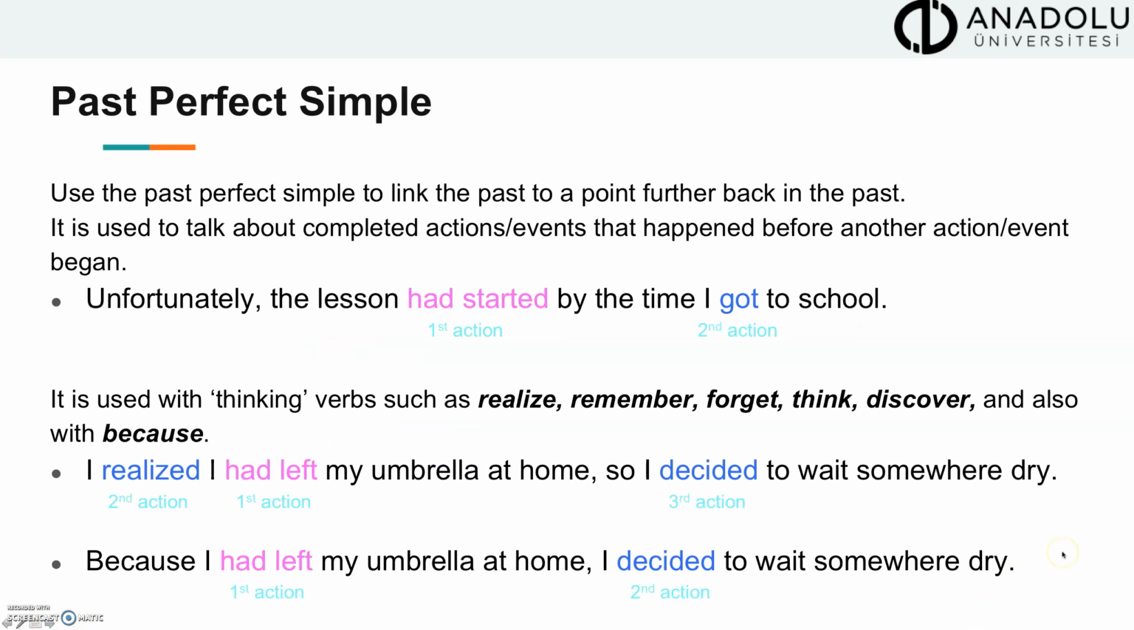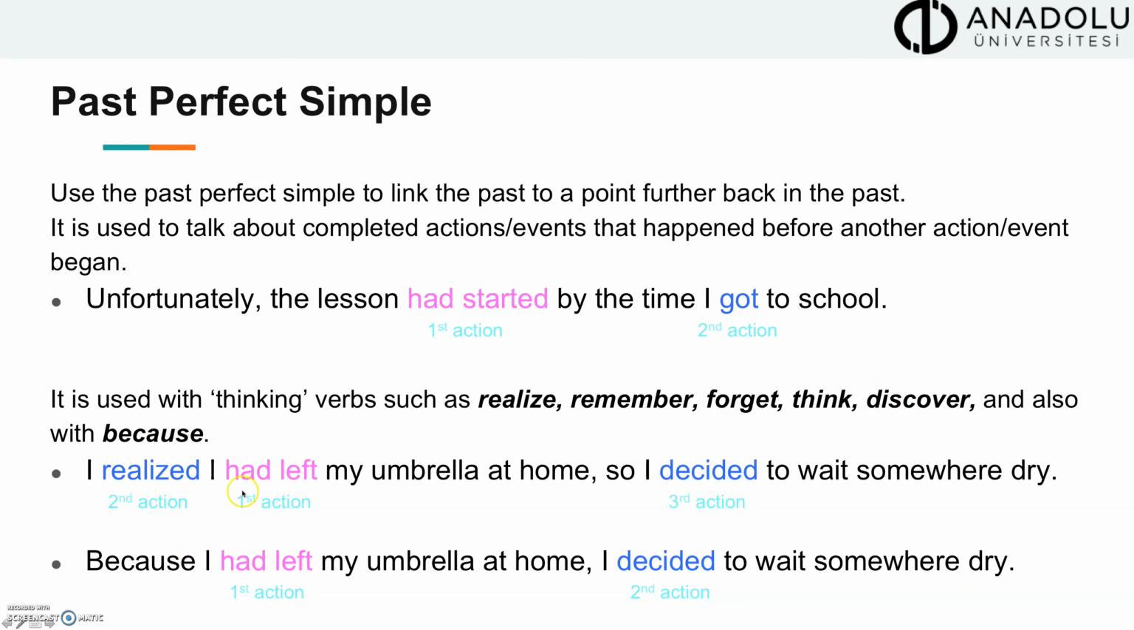Past perfect simple, we use it to link the past to a point further back in the past. It is used to talk about completed actions, events that happened before another action or event began. Look at this one. So, had started is the first action. It had started. Then I got to school. And we often use it with thinking verbs such as realize, remember, forget, think, discover, and also with because.